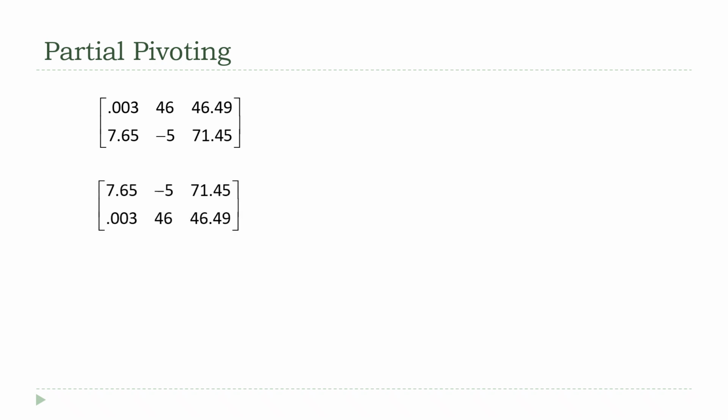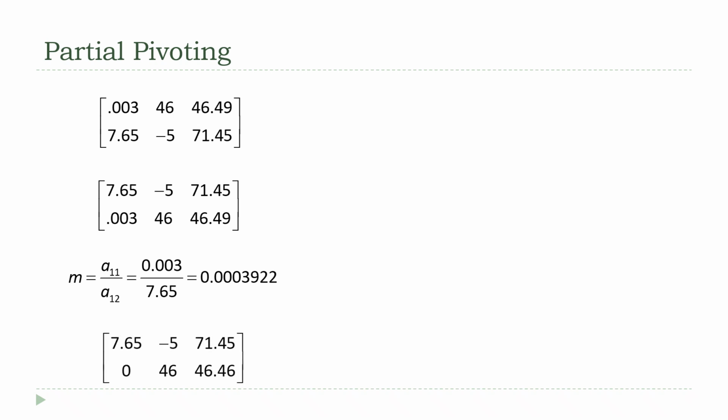For example, with my example here, that means reversing the two rows. So now we're pivoting on that 7.65, which obviously is significantly larger than the 0.003. Now, if we repeat those calculations, our multiplier is now 0.000392, again, rounded to 4 digits, and much smaller, right? Now, if we apply the elimination algorithm, eliminating the 0 in the A21 position, we get this matrix, and ultimately we're going to get some better results.